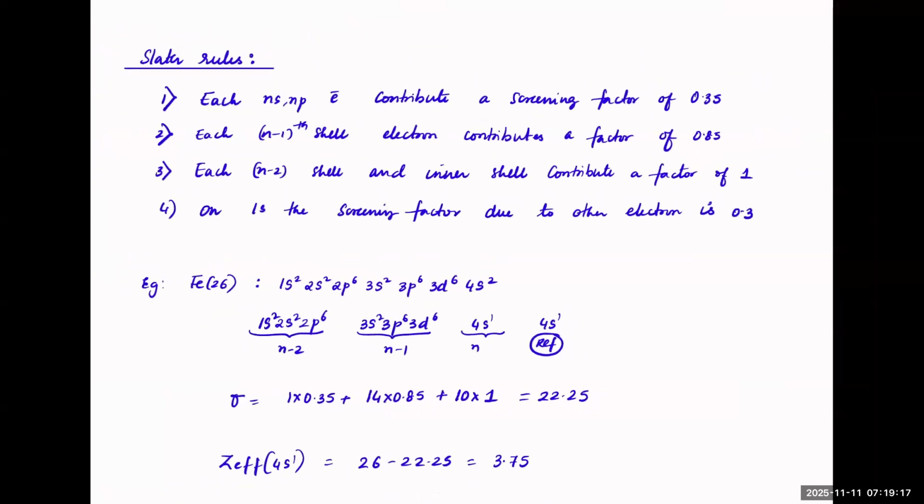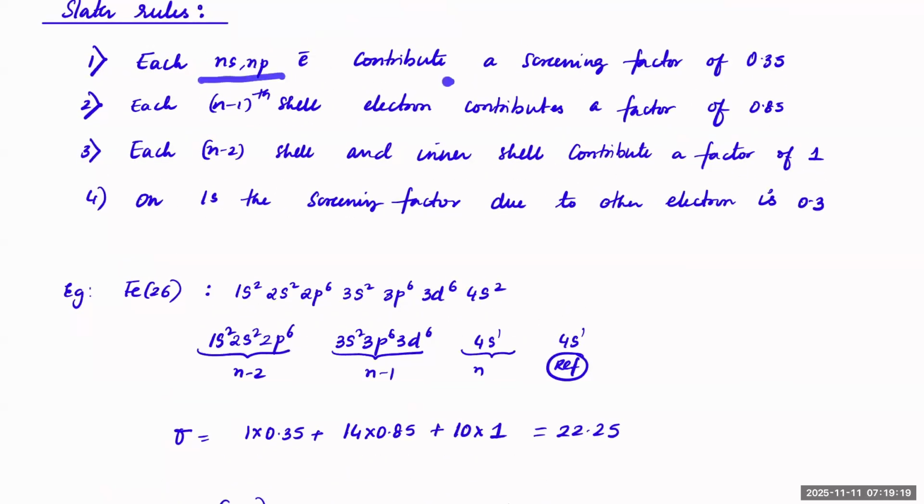As per Slater's rule, every ns-np electron contributes a factor of around 0.35. If the last electron is in the nth orbit, other ns and np electrons besides the valence one will contribute around 0.35 to the screening factor. Each n minus 1 shell electron contributes a factor of 0.85, and each n minus 2 shell and inner shell electron contributes a factor of 1.